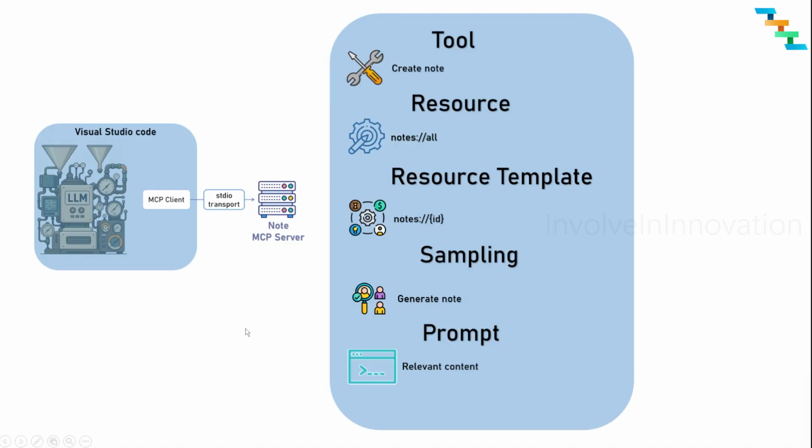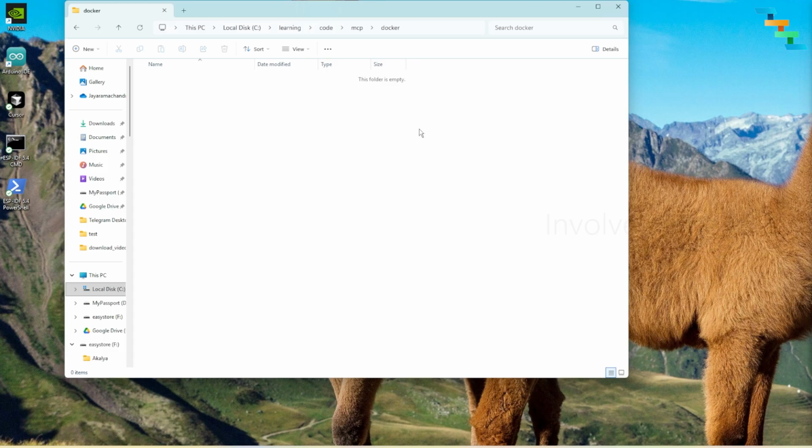And we will also see about the MCP client, which connects to this MCP server. First we will start with the essential setup. For that, first we will create a Docker compose file. In this Docker compose file, we will create a Postgres database, and also a pgAdmin tool.